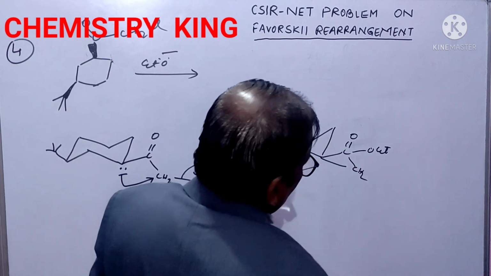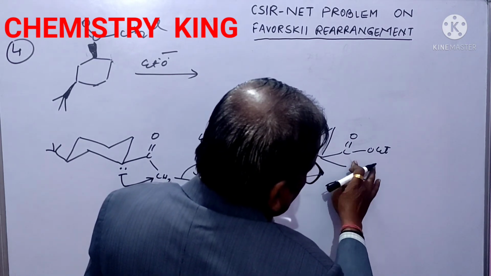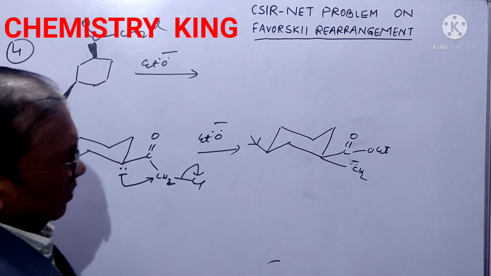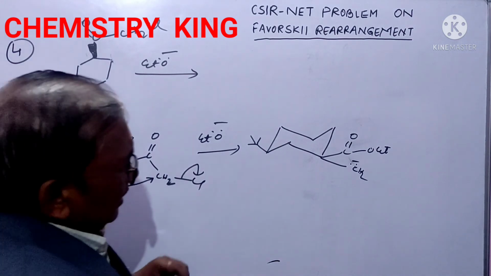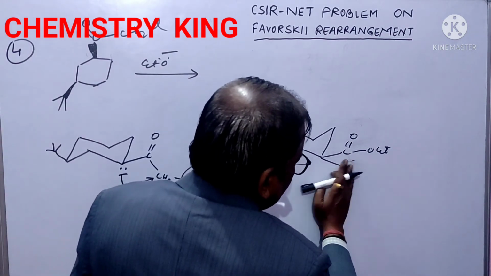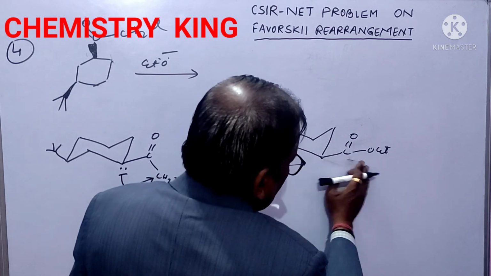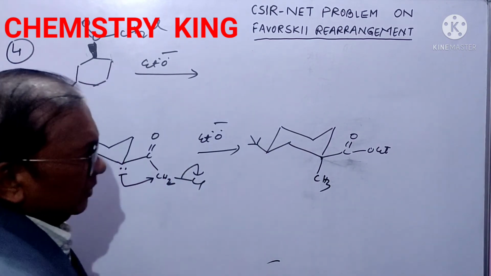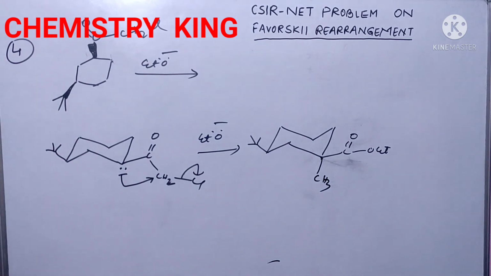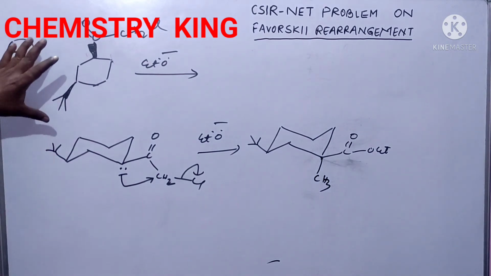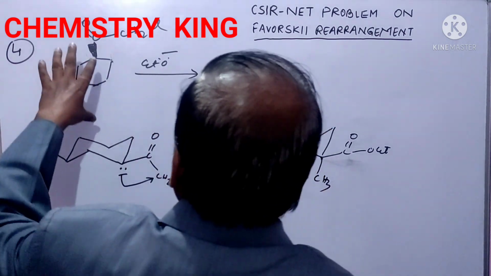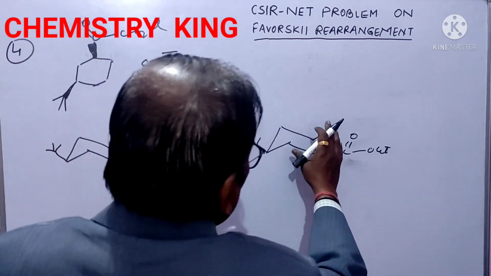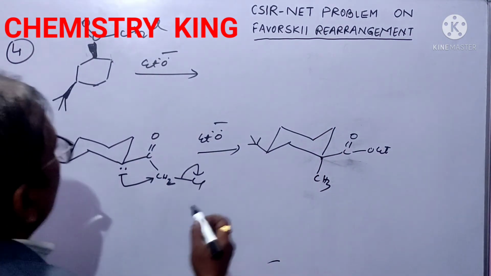You will get this double bond O and CH2 minus. And then hydrogen, H plus from solvent, will come here and it is methyl. It is methyl. And this is your final product, and now you have to write it in this fashion.